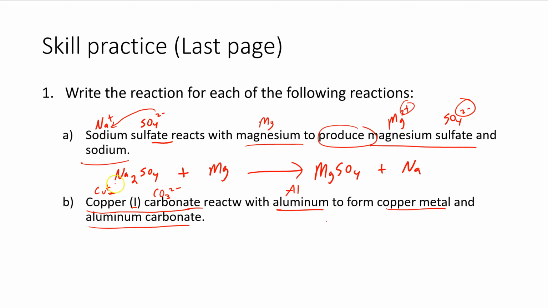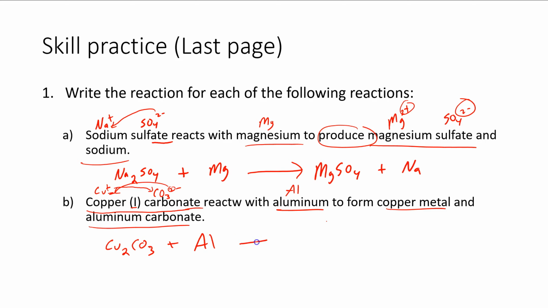-2 there. So I'm going to go 1 carbonate, 2 coppers. So I'm going to write that as Cu2CO3. Okay, it's going to react with aluminum metal. So that's just Al with no subscripts or charges attached to it.